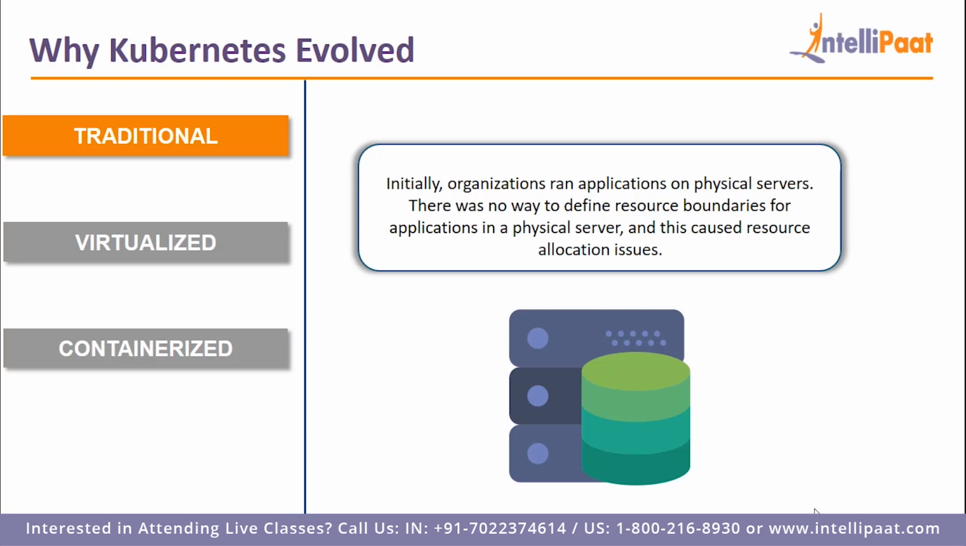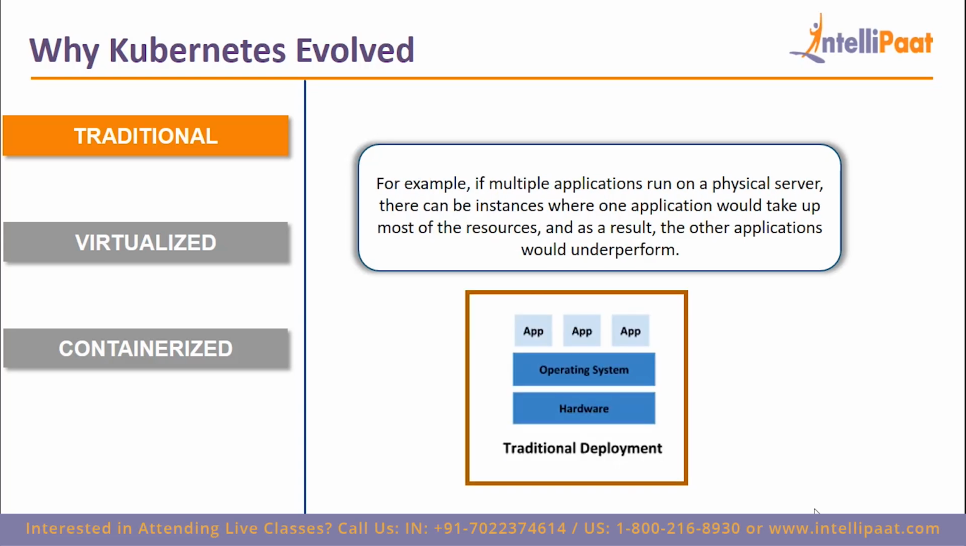So if you have, let's say, any application which is on a physical server, what it basically does is everything is available to it, right? So this application has access to everything, and the other application also has access to everything. If there are no boundaries or restrictions on these resources, there may come a time where some application requires some resources which are completely not available due to the allocation issues, which will basically lead to your application underperforming. So that was a huge problem when we were in the traditional era. So for example, if you have multiple applications running on the physical system or physical server, there can be instances where one application would take up most of the resources, and as a result, other applications would underperform.